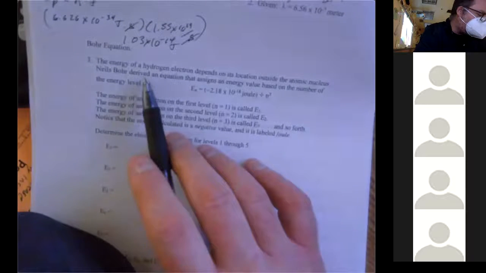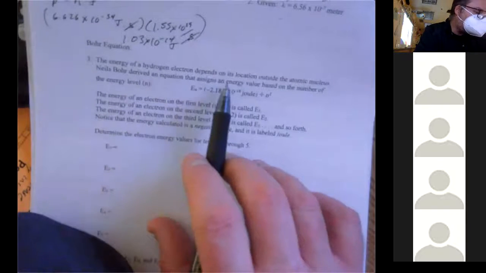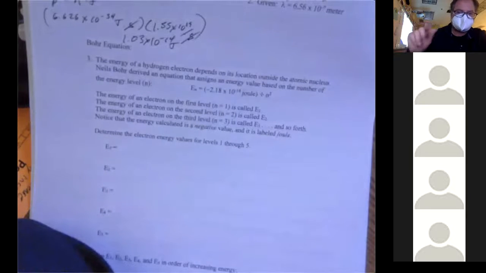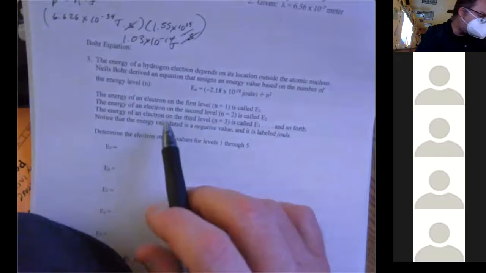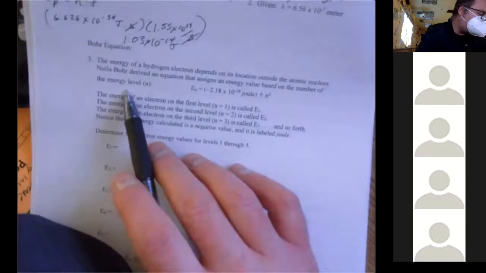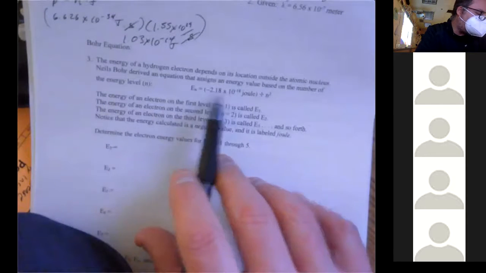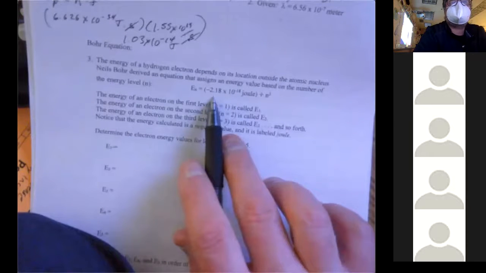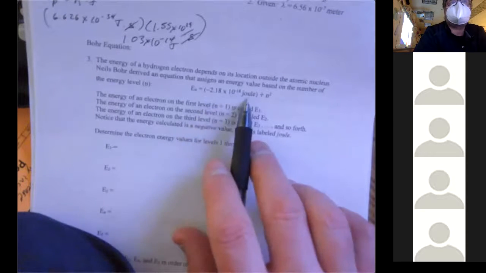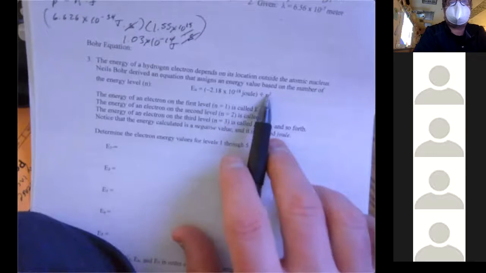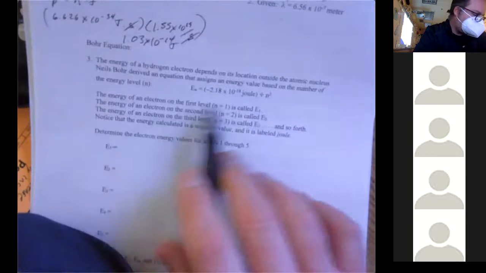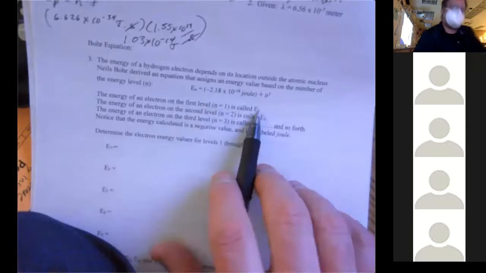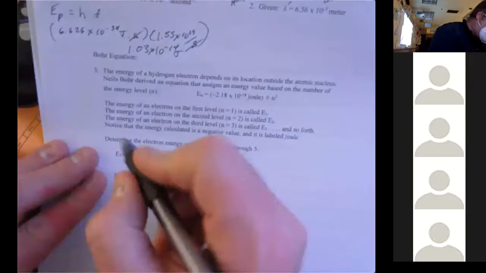It says that the energy of a hydrogen electron depends on its location outside the nucleus. So how far away from the nucleus it is tells us how much energy it has. Niels Bohr derived the equation that assigns an energy value based on the number of the energy level, and that is negative 2.18 times 10 to the negative 18th joules divided by the level number squared. So the level number for the first level is 1. We call that E sub 1.